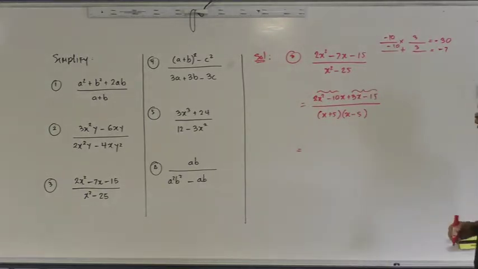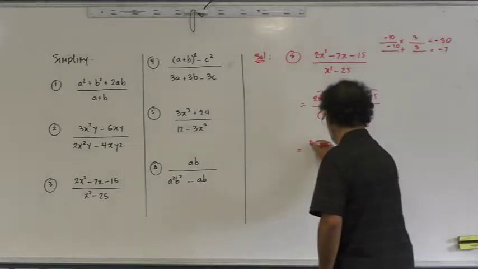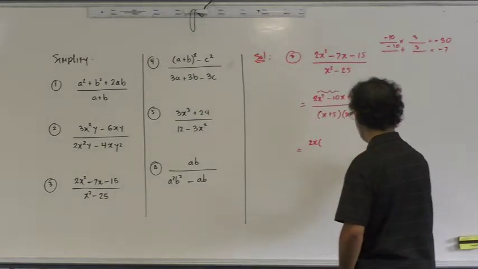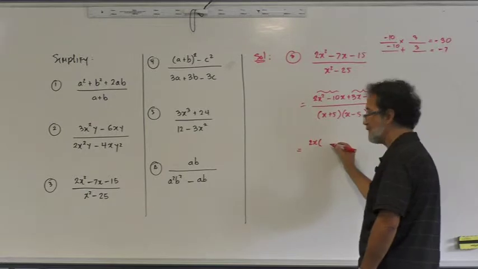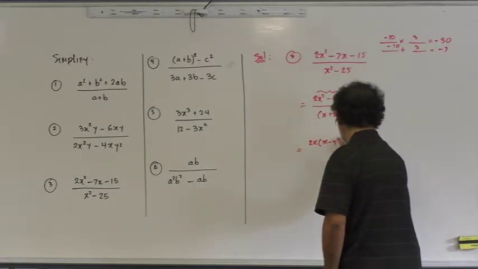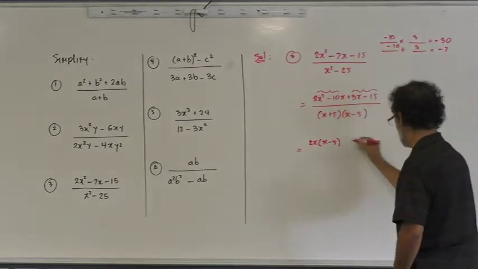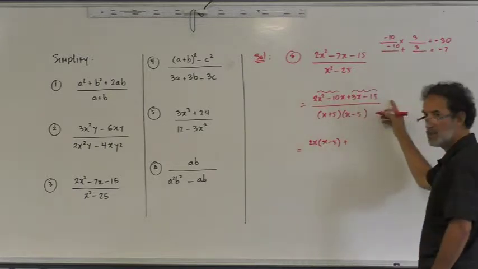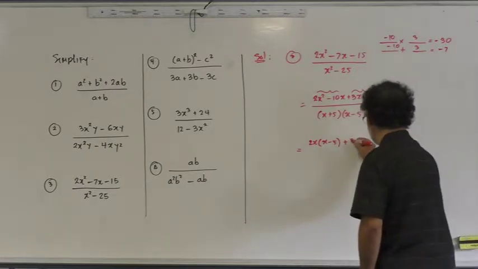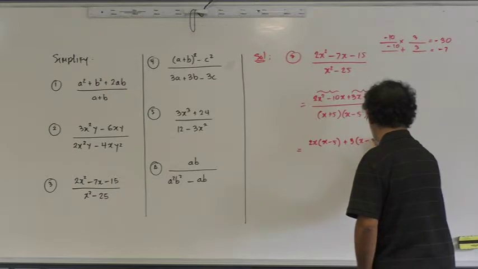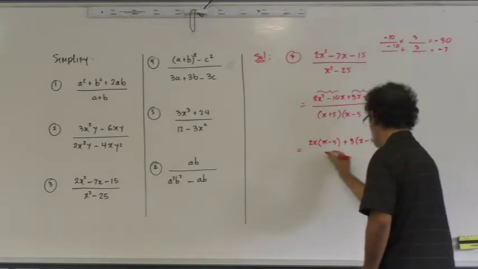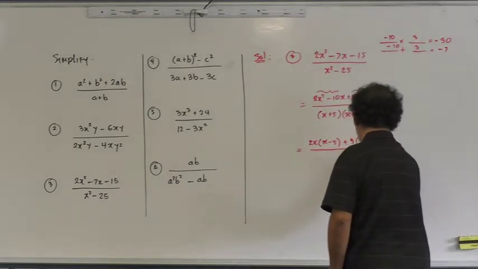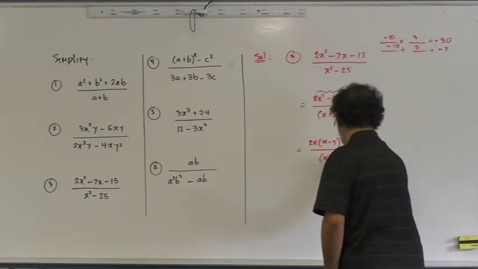What is the common factor from the first couple? 2x, so it's 2x outside of x minus 5. And then the common factor from the second couple is 3, and it's going to be x minus 5 again. And then all over x plus 5, x minus 5.